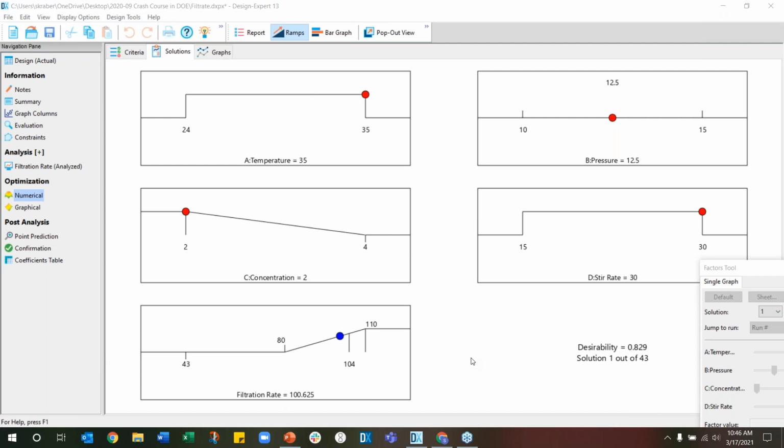So with one response, you should be able to do this graphically, but when you have 2, 3, or 10 different responses, then you analyze each response, get a model for every response, and then you can use optimization to find your overall optimum, your overall best set of conditions.